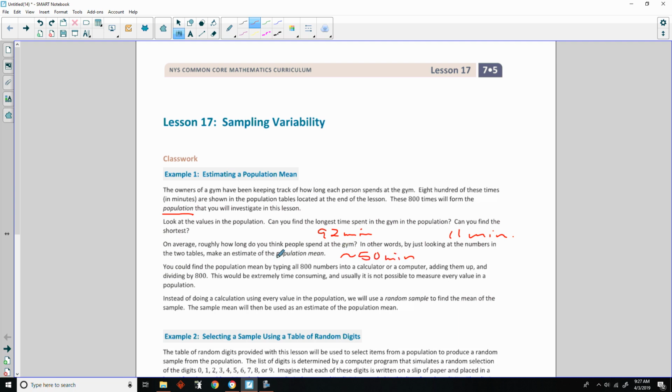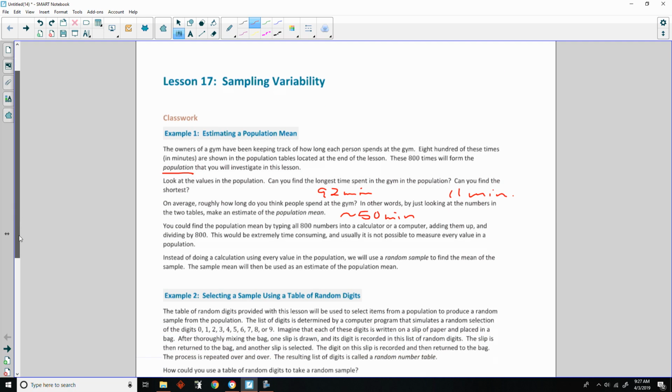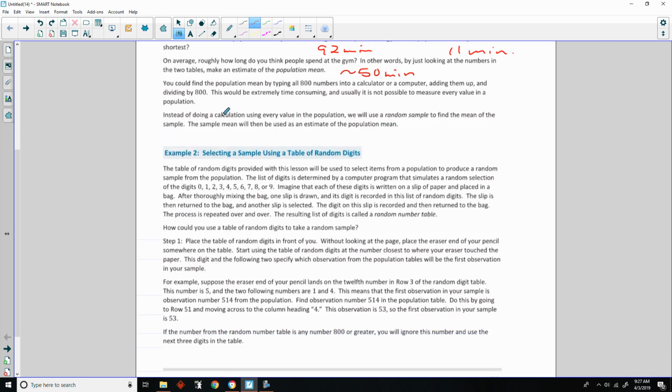You could find the population mean by typing all 800 numbers into the calculator or a computer, adding them up and dividing by 800. This would be extremely time consuming, and usually it is not possible to measure every value in a population. So we're leading up to something here. Instead of doing a calculation using every value, we will use a random sample to find the mean of the sample. The sample mean will then be used as an estimate of the population mean.